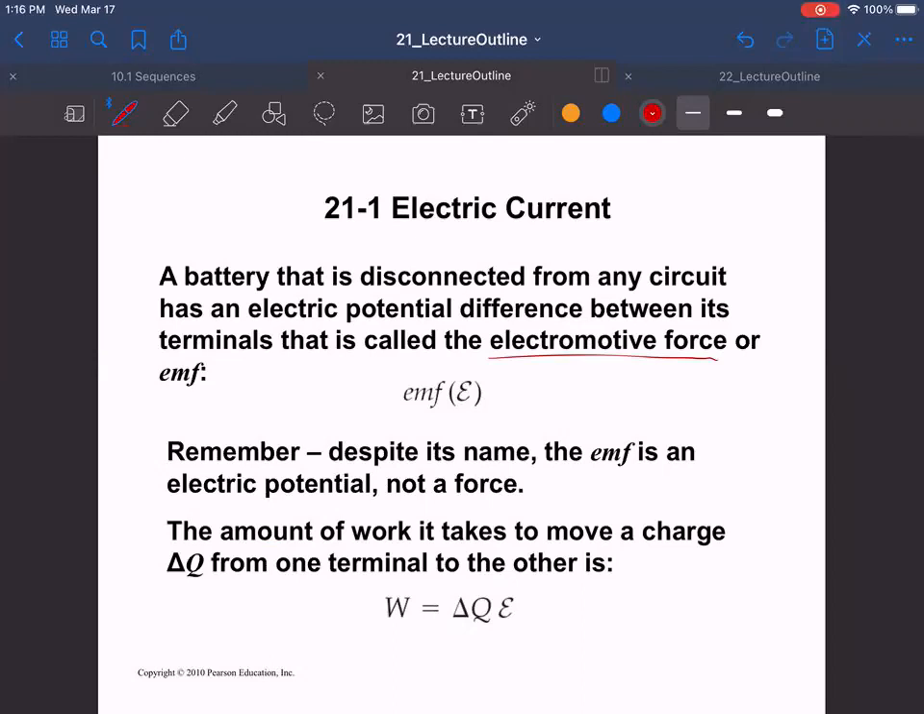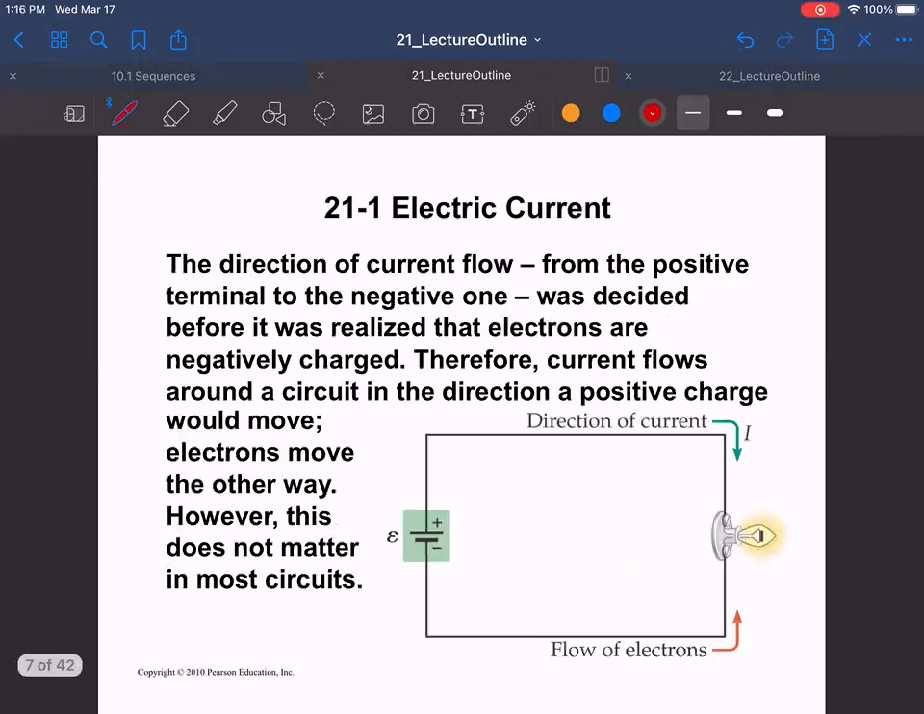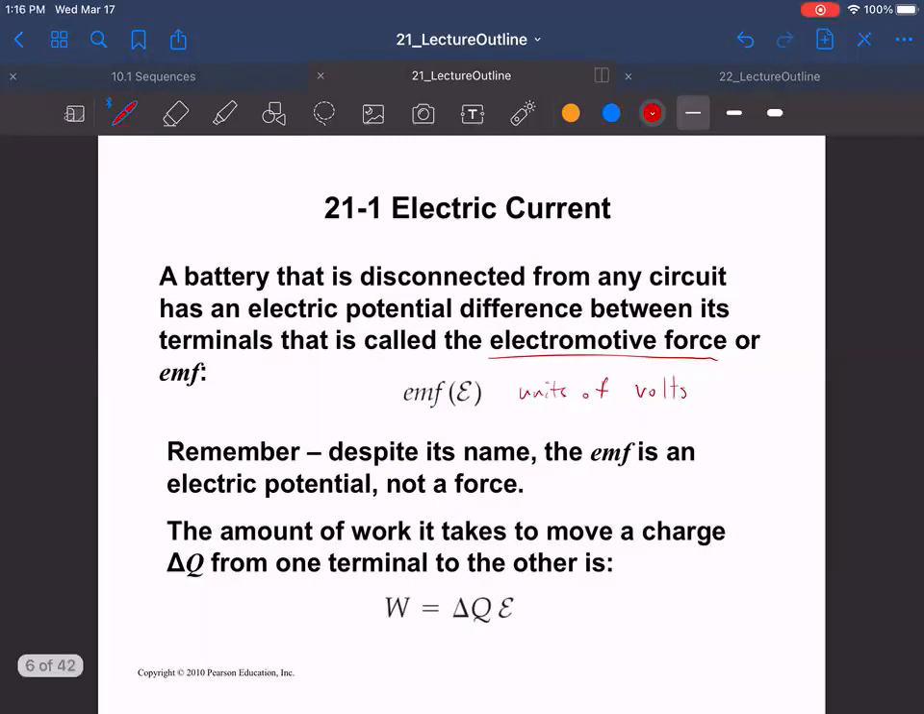Okay, the EMF. So be very careful with this. It is an electric potential. All right, it's a voltage. All right, we okay with that? EMF.